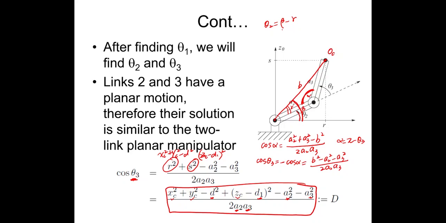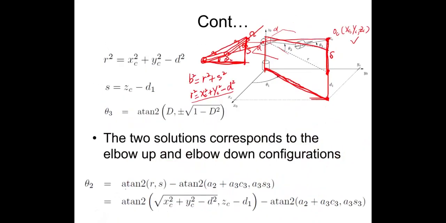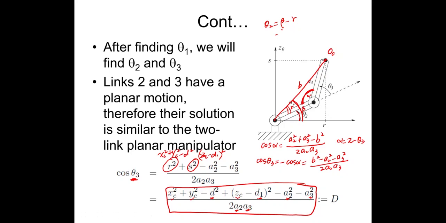For beta, we already know this length is S and this length is R. So from the analysis of theta 3, we can quickly calculate beta: beta is the arctangent of S and R. And how about gamma? Gamma is the small angle. If we want to calculate this small angle, again we go back to use this triangle. So what is cosine gamma?